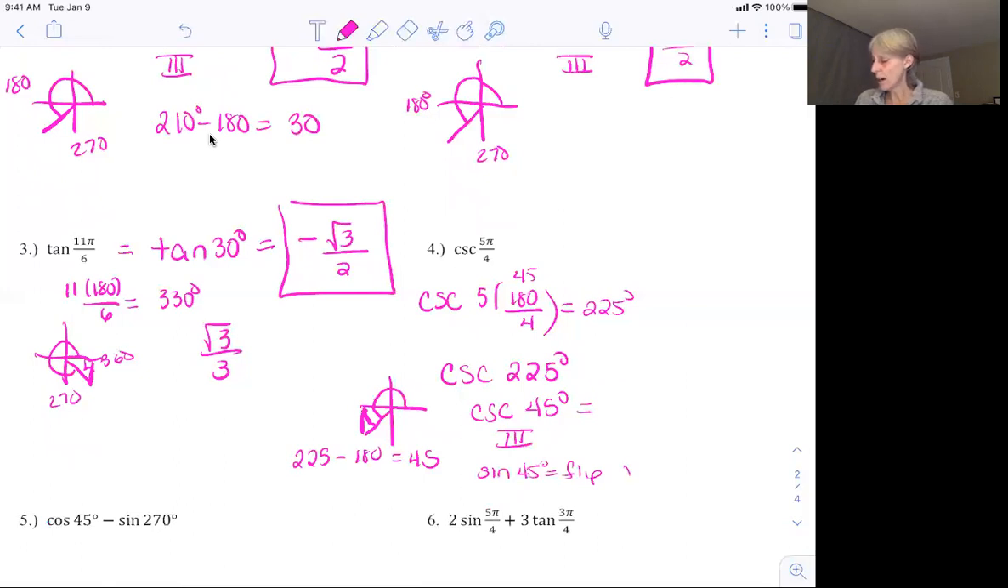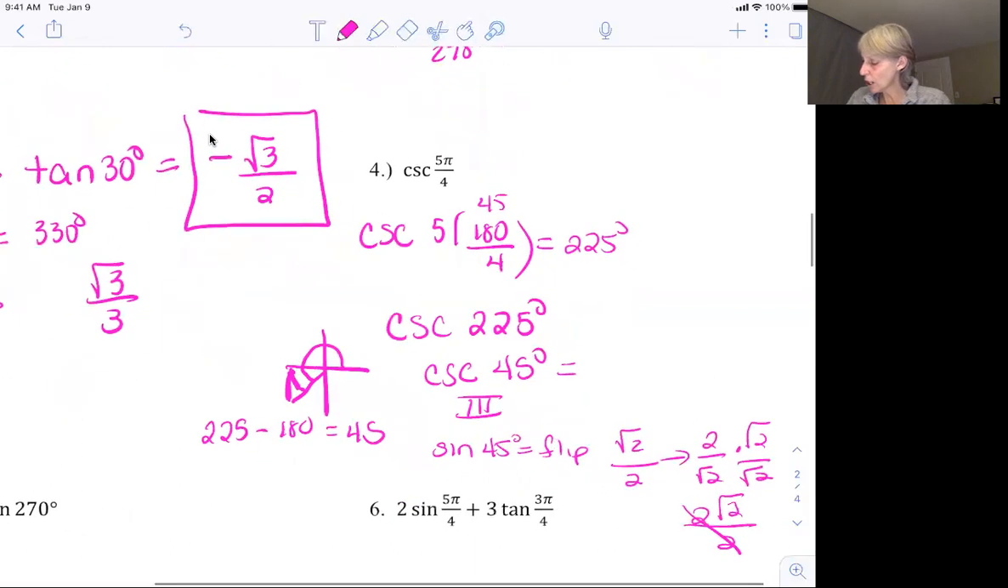The sine of 45 is rad 2 over 2. I'm going to flip it. I get 2 over rad 2. Rationalize it. I'm going to get 2 rad 2 over 2. That's going to cancel. So the ratio is just radical 2.